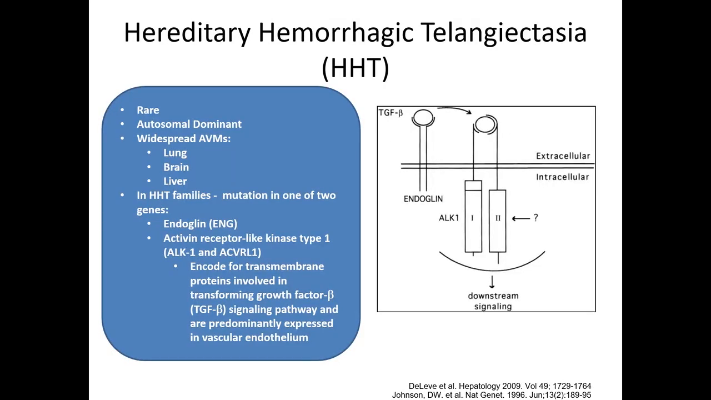Hereditary hemorrhagic telangiectasia, or HHT, is a rare autosomal dominant disorder presenting with widespread AVMs found in the lung, brain, and liver. In HHT families, there are mutations discovered in one of two genes, endoglin or activin receptor-like kinase type 1. And these genes encode for transmembrane proteins that are involved in TGF-beta signaling and the pathways that are expressed in vascular endothelium. And this is illustrated on the drawing on the right.